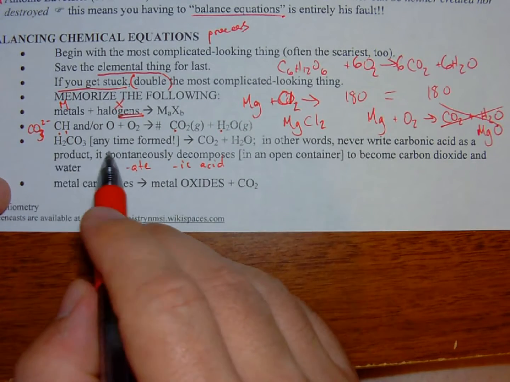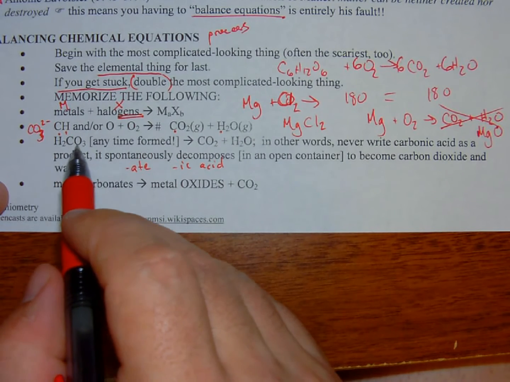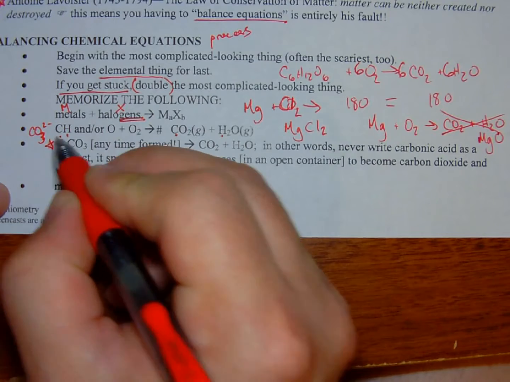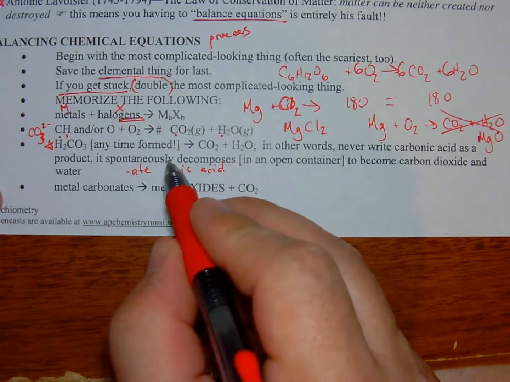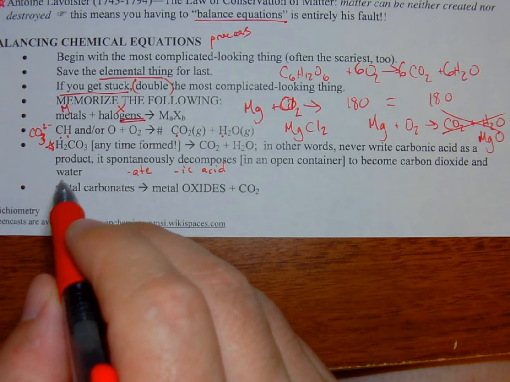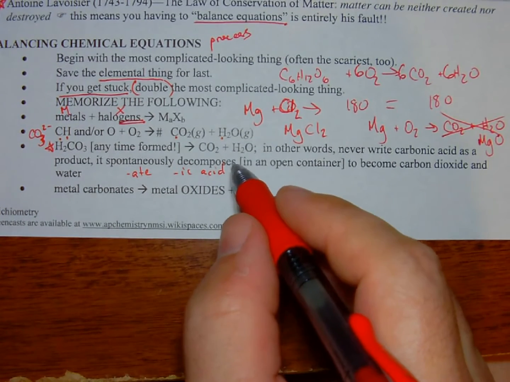So carbonic acid, anytime this is formed, and there will be problems where this actually is the product. So anytime carbonic acid is formed as a product, the thing about carbonic acid is it essentially instantly decomposes into carbon dioxide and water, right? It breaks apart.